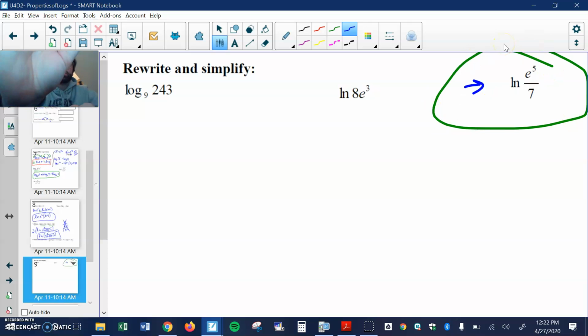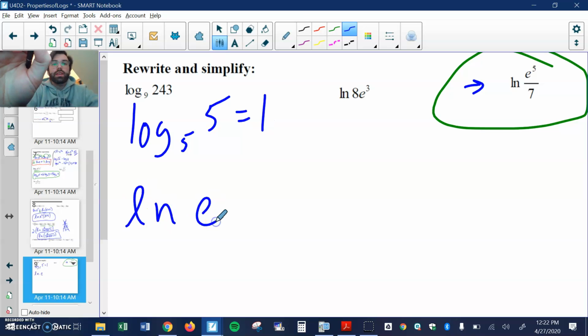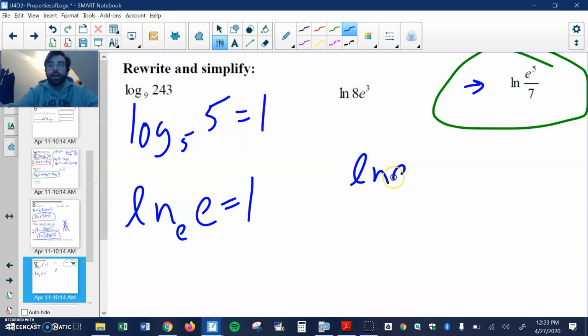I want to remind you of some properties. Remember from the front page, the log base 5 of 5 gave us 1. Well, I mentioned that ln, if I have the ln of e, right, well, the natural log has a base of e. So if I take the natural log base e of e, that's also going to be 1. So if I rewrite this and simplify, that's going to be the ln of e to the 5th minus the natural log of 7. Remember, division means subtraction.